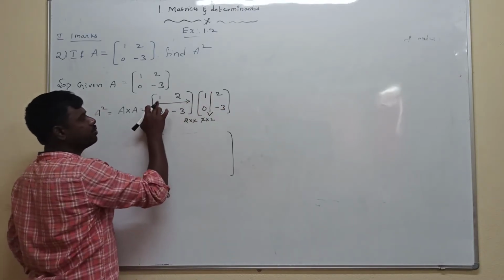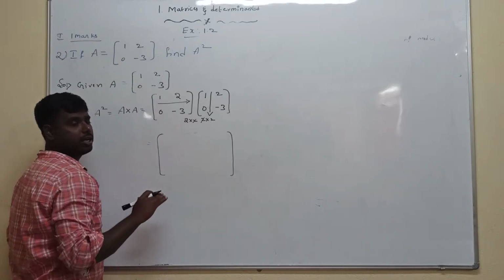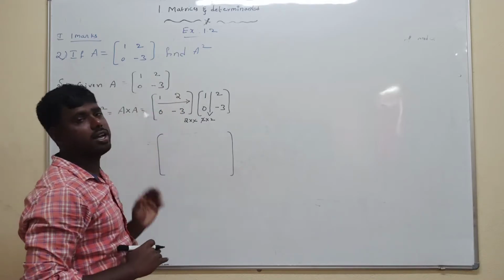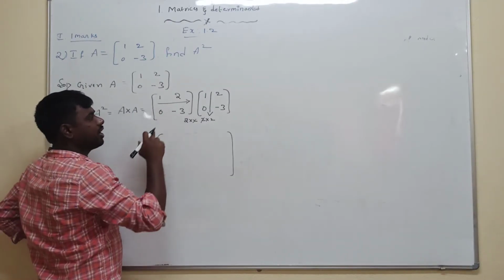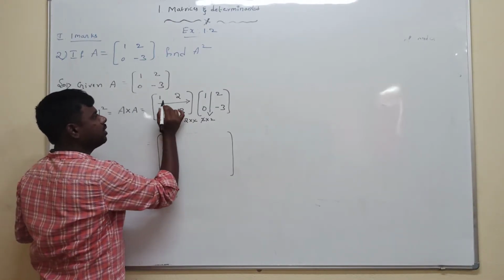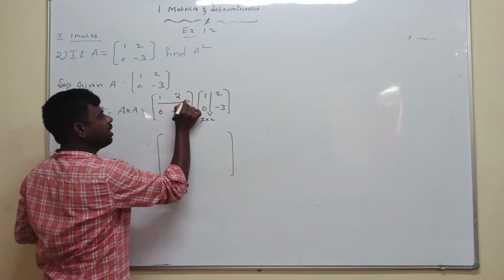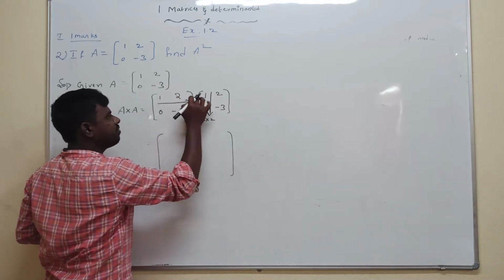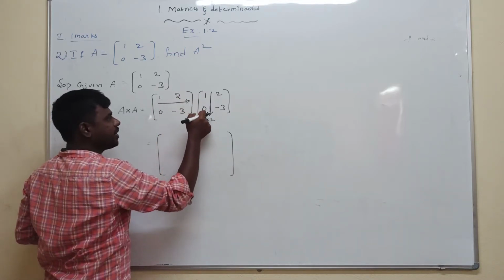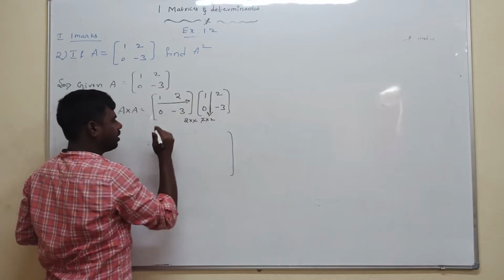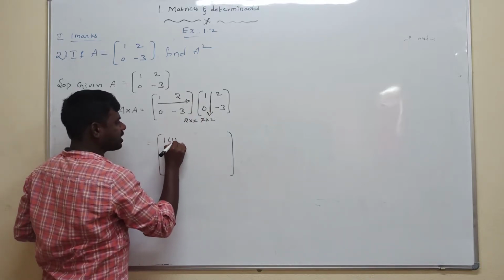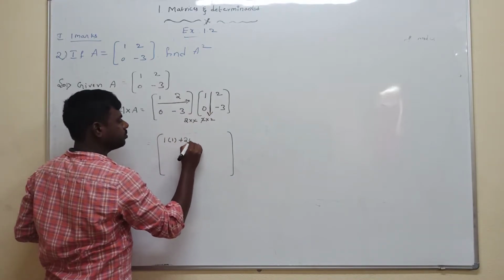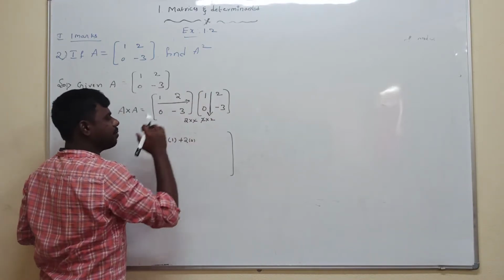That's why, observe here, the product is very easy. Taking the first row in the first matrix and the first column in the second matrix, that's why I am drawing the arrow marks here. Product of the first row in the first matrix with the first column in the second matrix: first element into first element plus second element into second element. 1 into 1, 1, plus 2 into 0. So now the first row, first column is over.